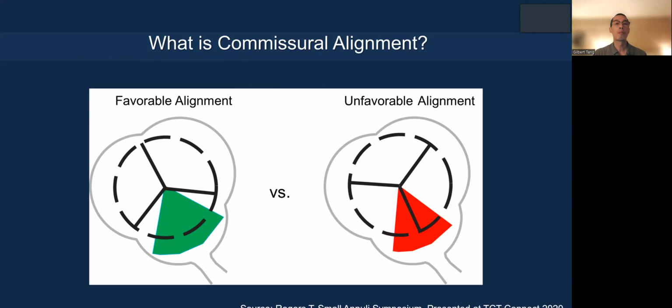So next, I want to talk about commissural alignment. So what is commissural alignment? You can see on the left side, the favorable alignment is basically the near complete overlap between the transcatheter valve commissure and the native valve commissure, such that you have a wide open number of cells available to access the coronary. Versus here, you can see the commissural post faces one of the coronaries, so that you have to go on either side of that to access the coronary, so it would be unfavorable alignment or total misalignment.